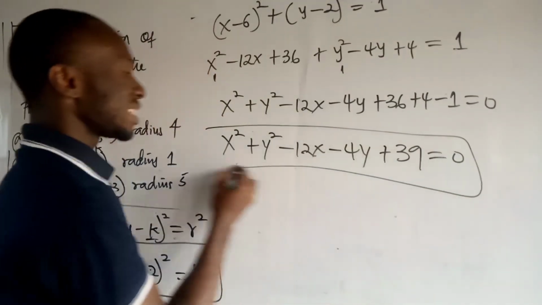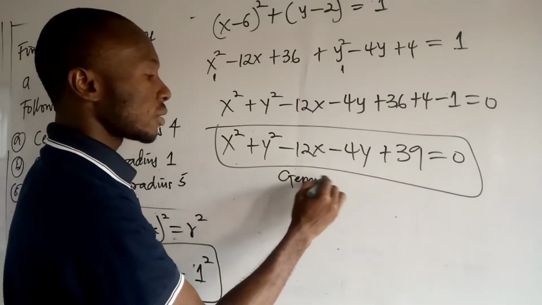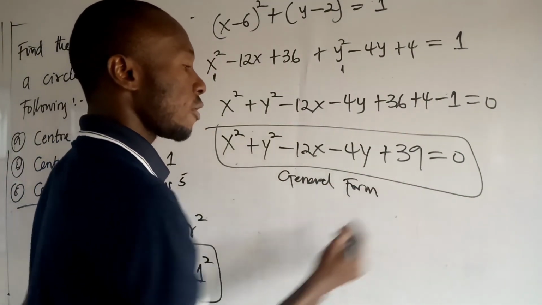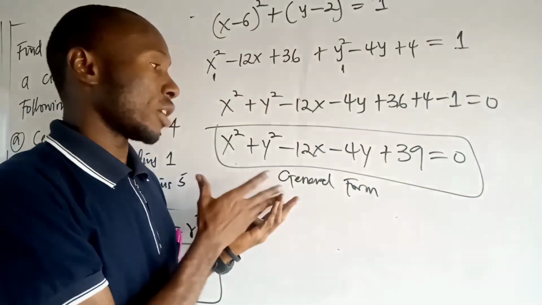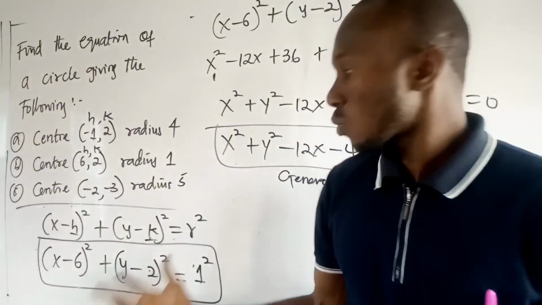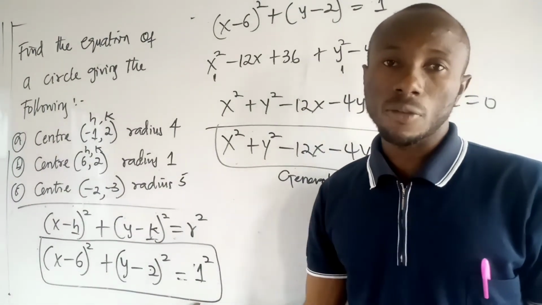Okay viewers, this is the general form of how we represent the equation of a circle. This is the general form of the equation of a circle. And for this one, this is the standard form of a circle.